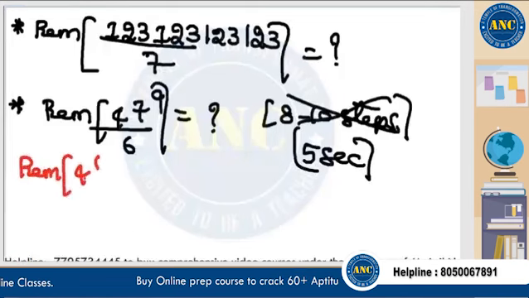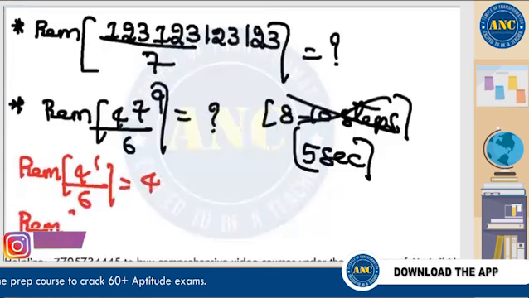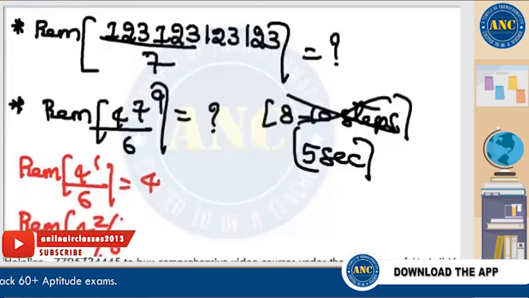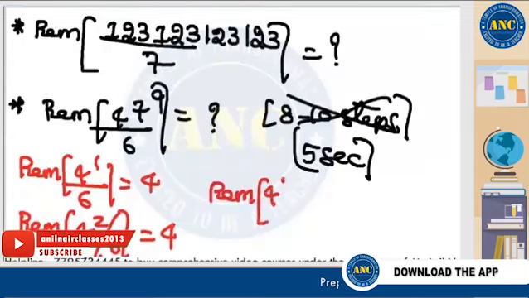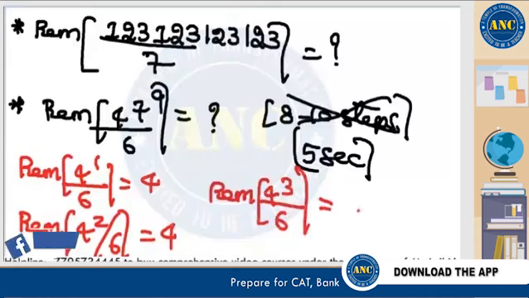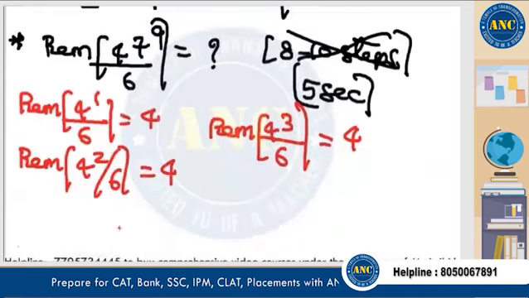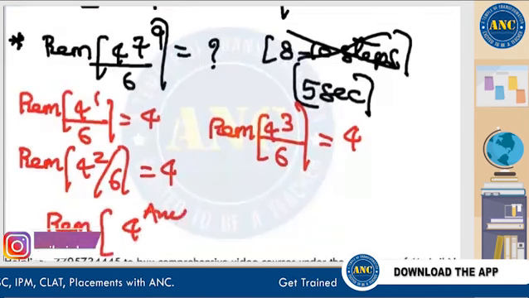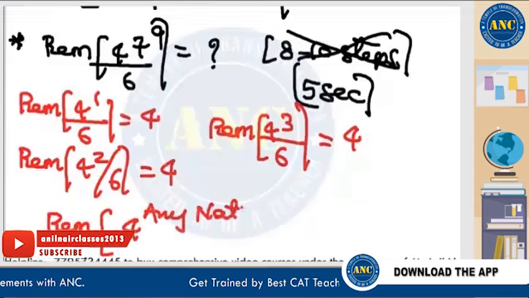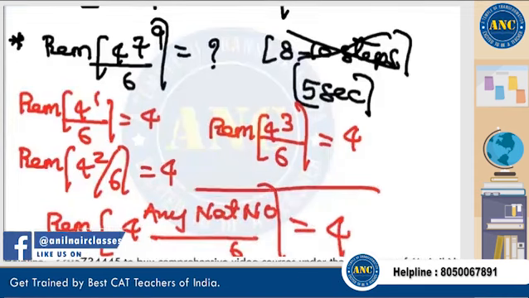If I divide 4 power 1 by 6, 4 by 6 gives remainder 4. If I divide 4 square, 16, by 6, 6 twos are 12, remainder 4. If I divide 4 power 3, 64, by 6, 6 tens are 60, remainder 4. No need for stupid formula application and everything. 4 power any natural number divided by 6, the remainder is 4. Please write down this concept.